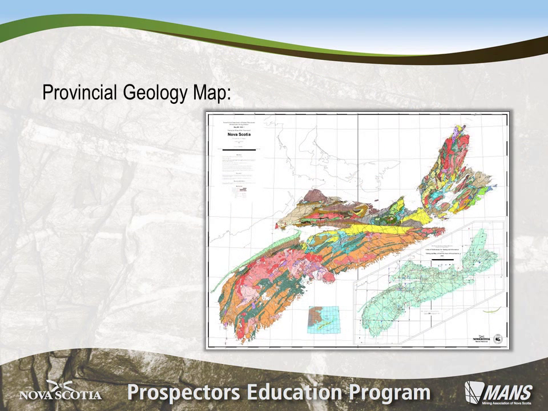Different scaled maps are used for different purposes. The Provincial Geology Map was constructed through the compilation of dozens of more detailed geology maps, mainly produced by government and universities. It was produced at a 1 to 500,000 scale and is very useful for looking at geological relationships at a province-wide level. The Provincial Geology Map contains a lot of information, and we will use this map to learn more about an important aspect of reading a geology map, understanding the legend.